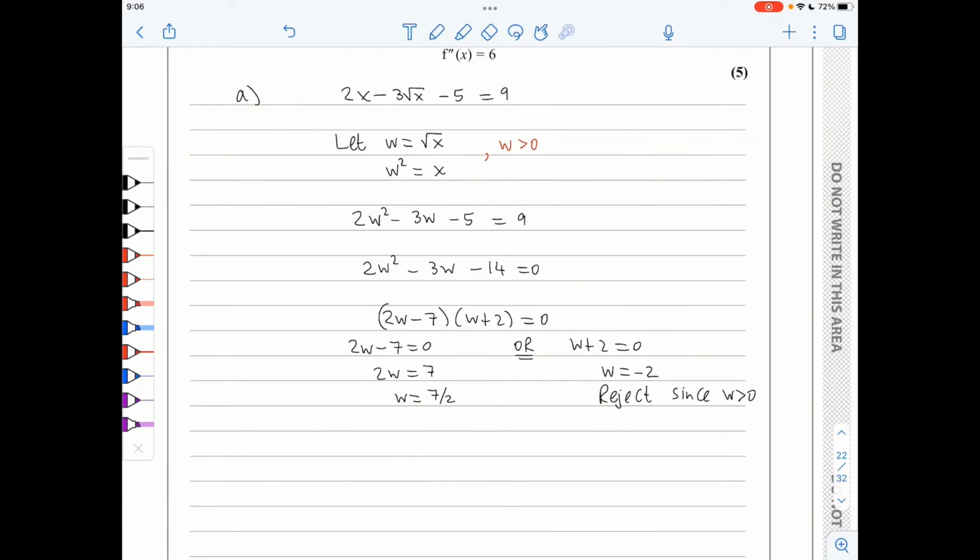And then if w is 7 over 2, this means that root x is 7 over 2. So x is 7 over 2 squared, which is 49 over 4.